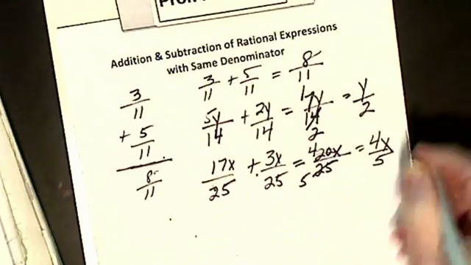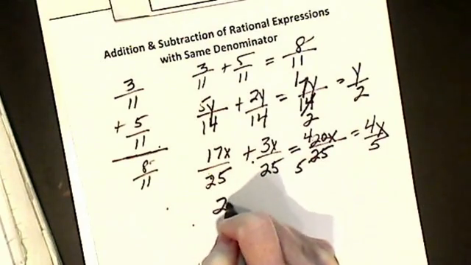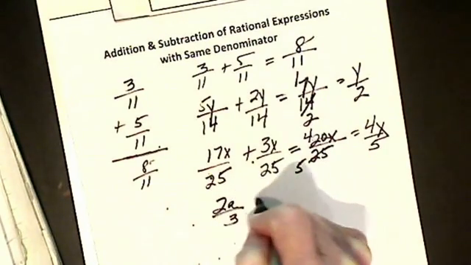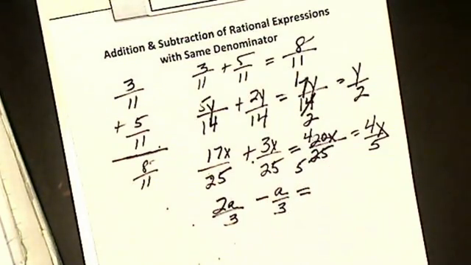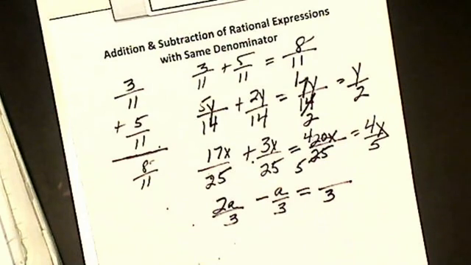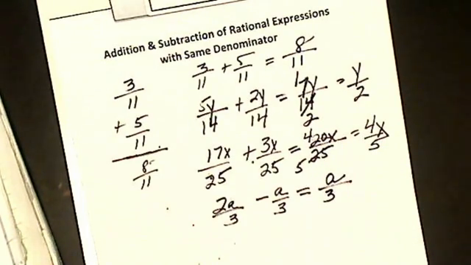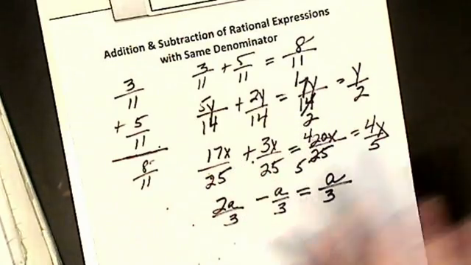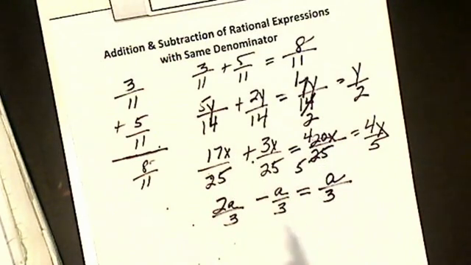So hopefully easy. All right, let's do another one. 2a over 3 minus a over 3. I have the same denominator. I put it down. I combine like terms. 2a minus 1a. My answer is just a over 3. Easy. The only thing is you can't get confused and start adding denominators. You've got to remember, if I have the same common denominator, I put it down.